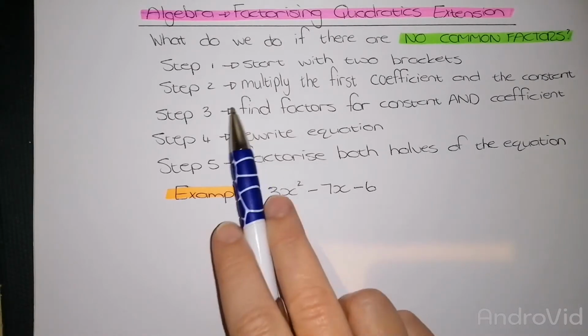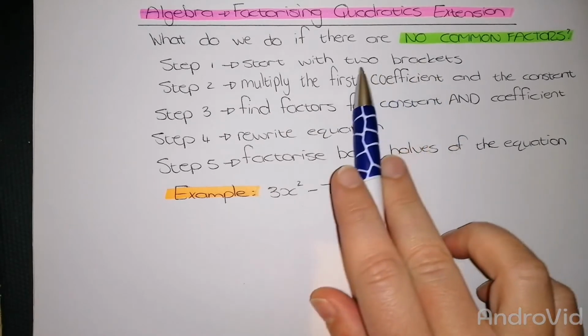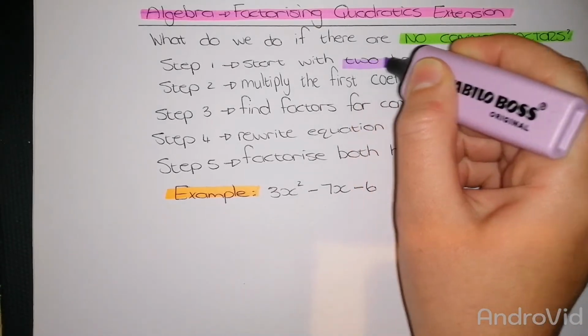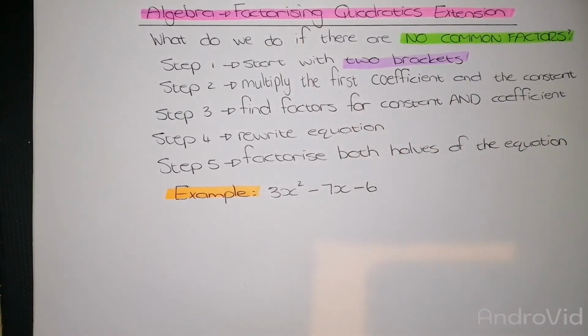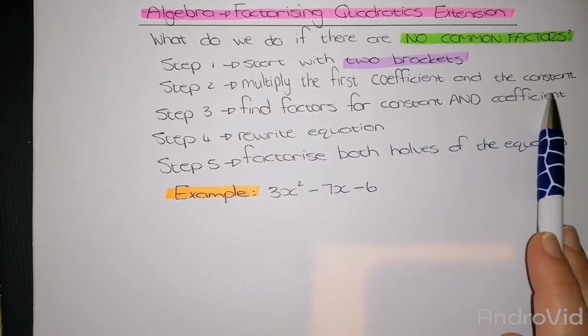Step 1 is we start with two brackets. We know that our final answer is going to be in two brackets. So in this case, I'm just going to highlight it so that I remember right at the end my final answer has to be in two brackets. So let's go to step 2. Multiply the first coefficient and the constant.